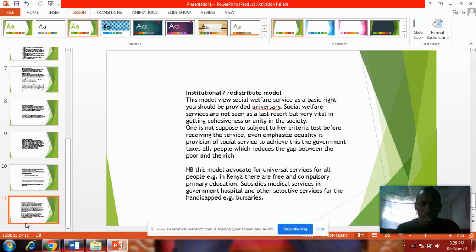This model advocates universal services for all people, e.g. in Kenya, there is free and compulsory primary education, subsidies to medical services in government hospitals, and other selective services for the handicapped, e.g. the bursaries.